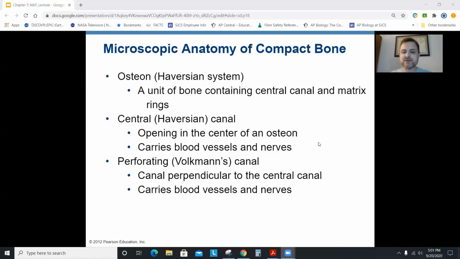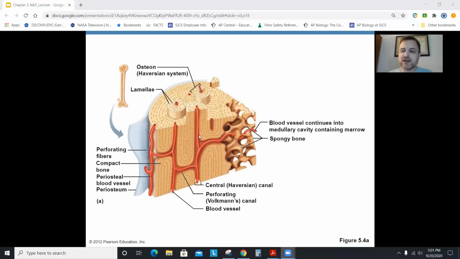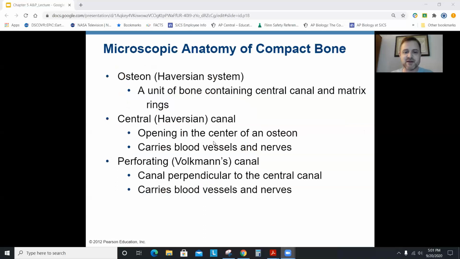Basically, the opening in the center carries nerves and blood vessels. When you look at a diagram like this, you can see these canals arranged in concentric circles, and in the middle there might be blood vessels or nerves. All right, let's go back to the previous slide for a second. Again, the central canal is called the Haversian canal. The whole thing is called an osteon.